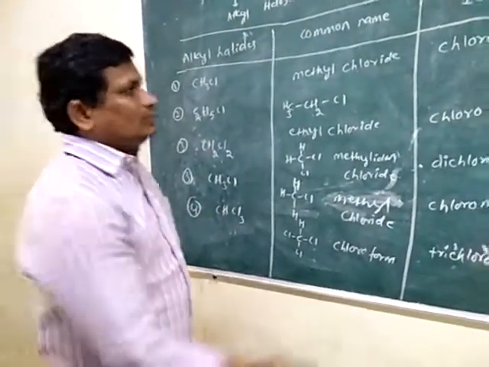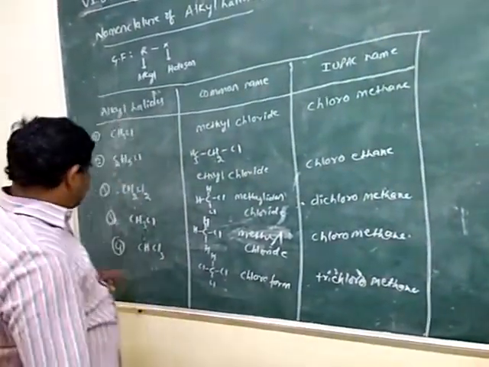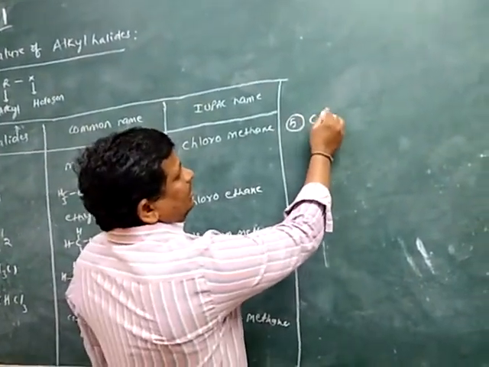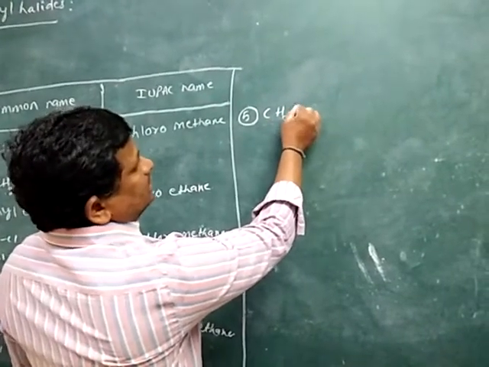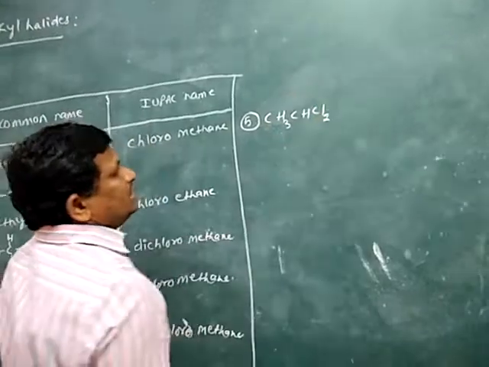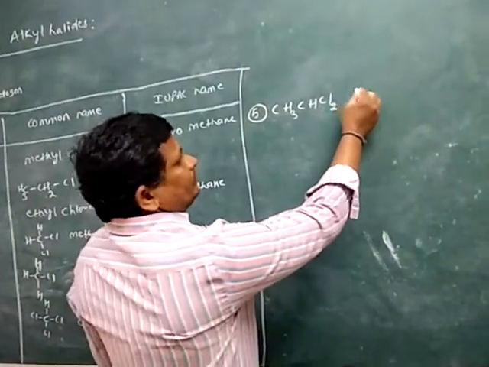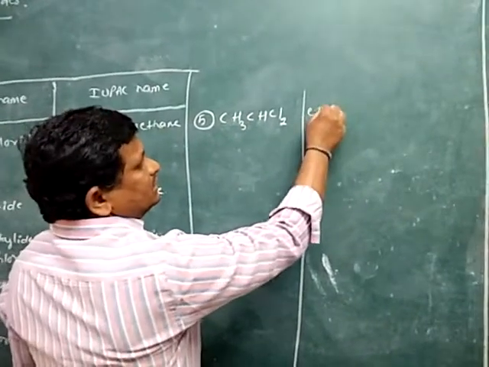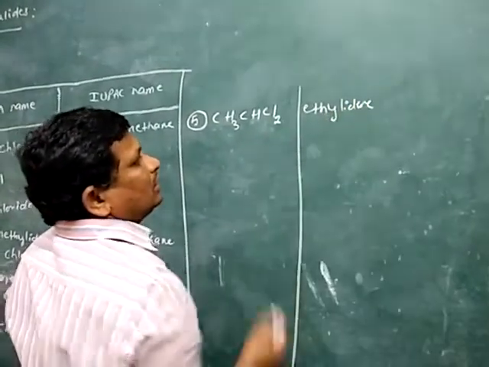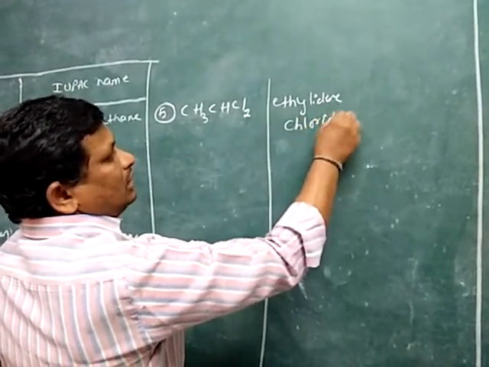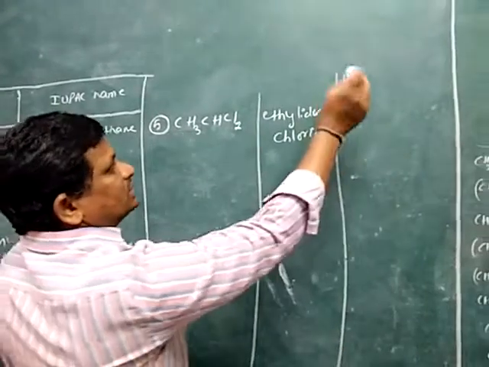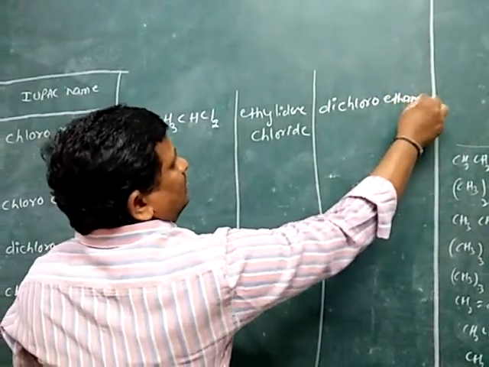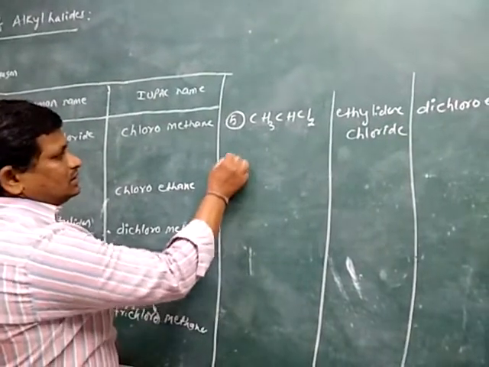Then the fifth compound is CH3CHCl2. Its common name: number of carbons is 2, so it is ethylidene chloride. Then the IUPAC name is dichloroethane.